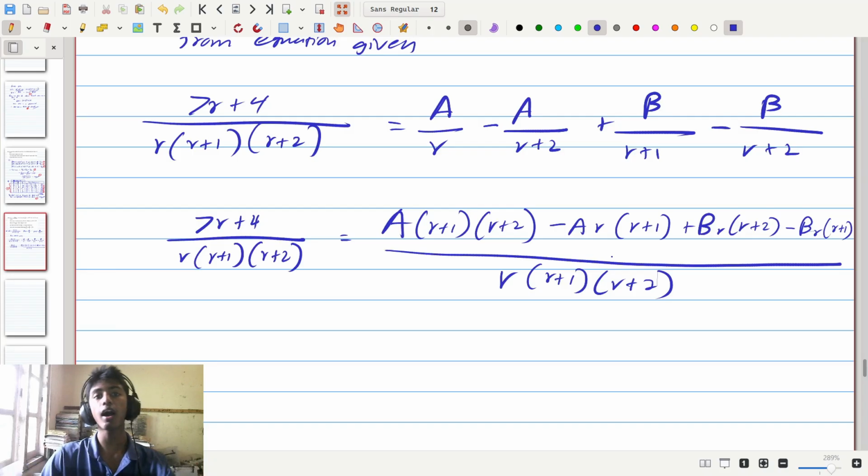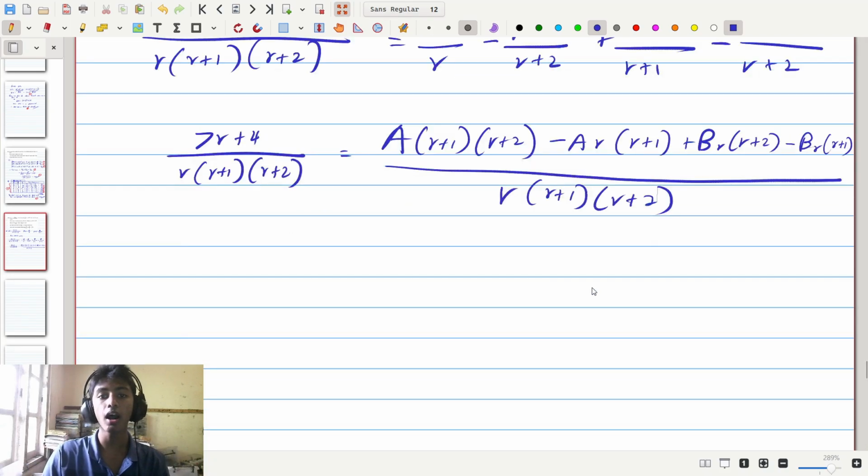Now since R is an element of the positive integers, R is not equal to 0, R plus 1 is not equal to 0, and R plus 2 is not equal to 0. Therefore this whole product here is not equal to 0, so we can cancel these two together, leaving us with just 7R plus 4 being equal to all of this stuff here.